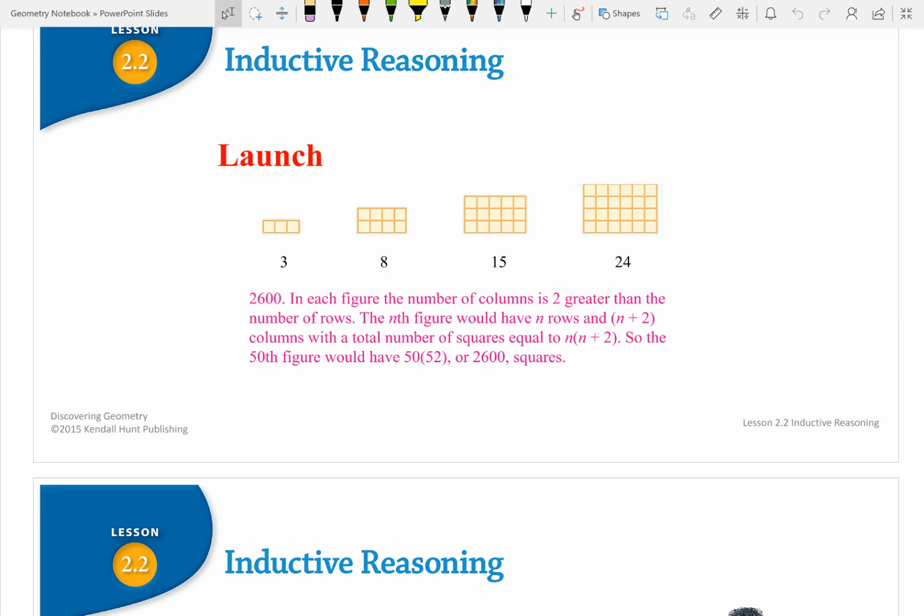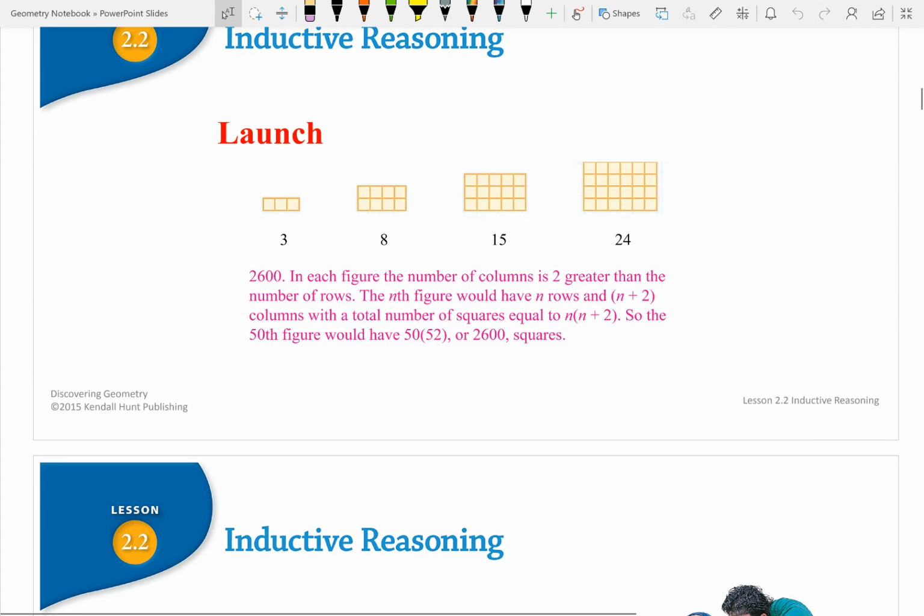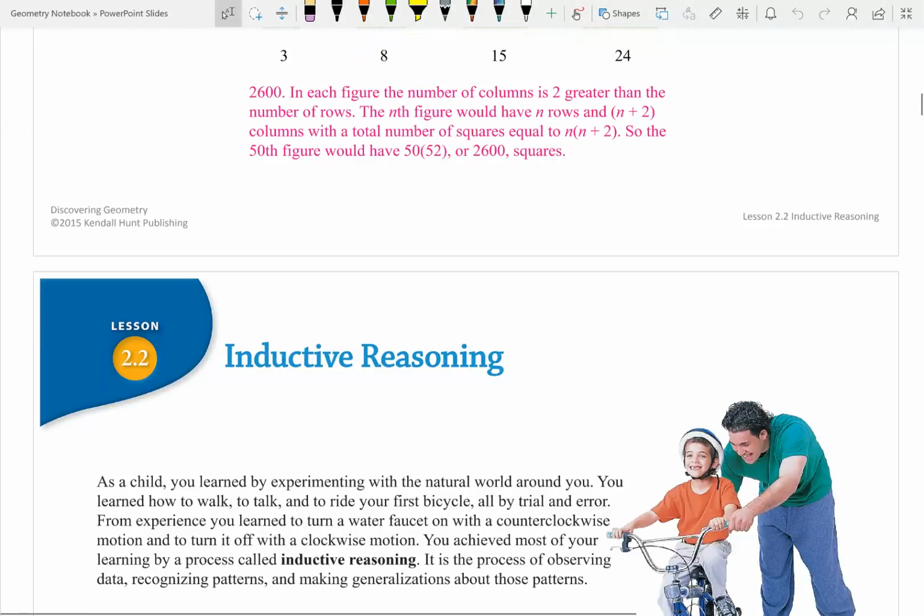In each figure, the number of columns is 2 greater than the number of rows. Oh, wow. That's interesting. Clever.